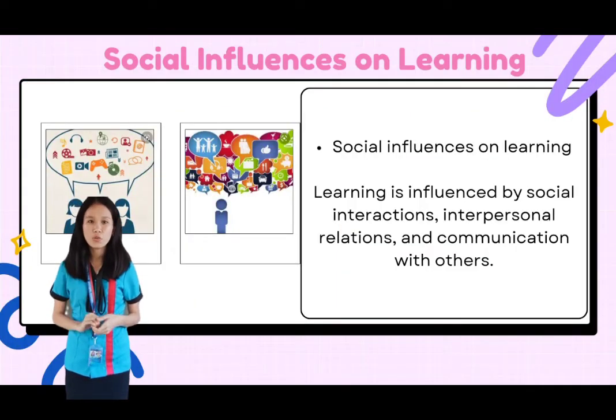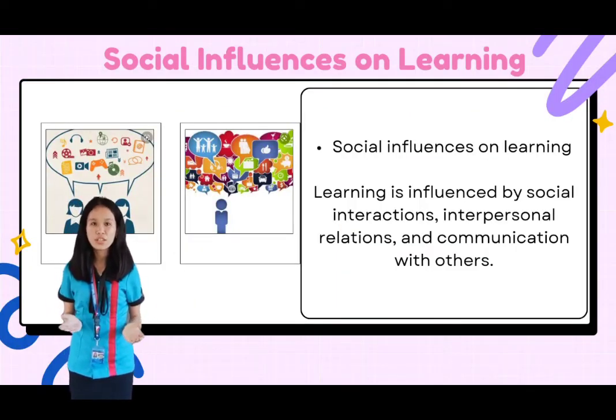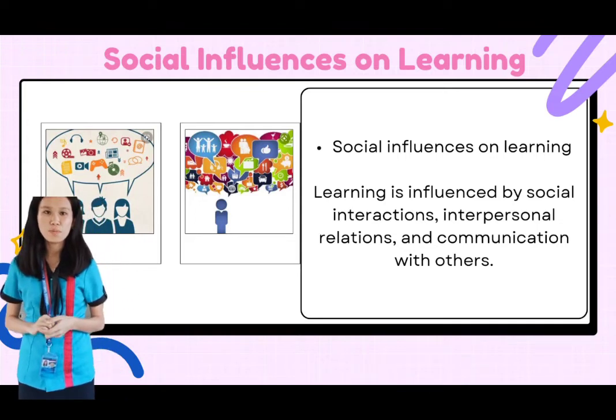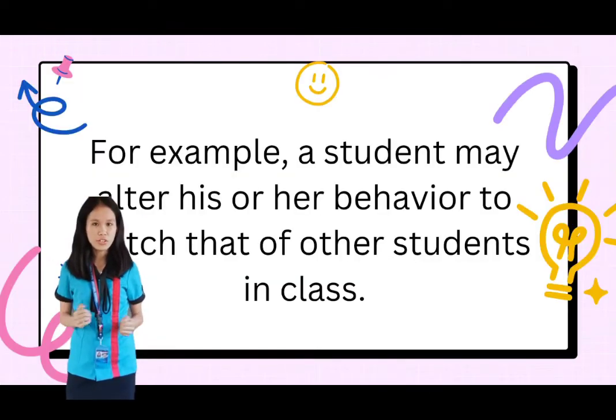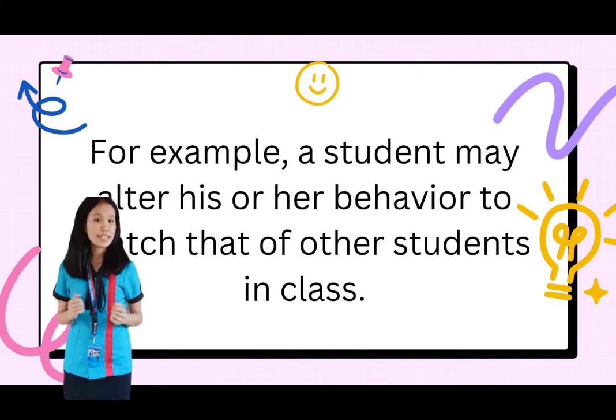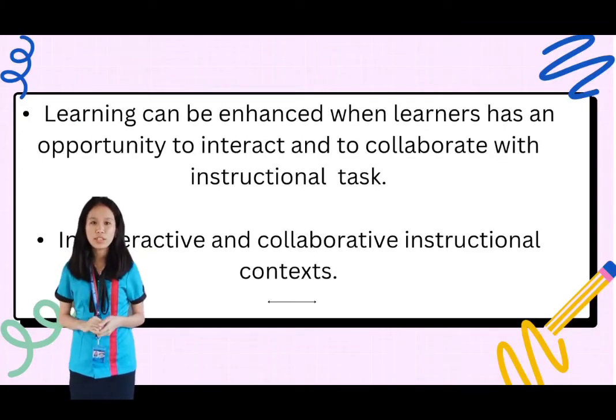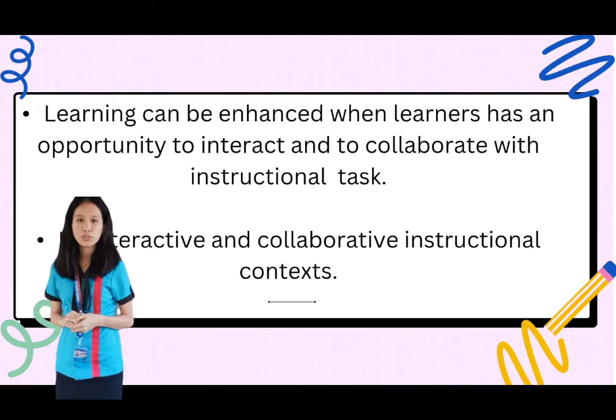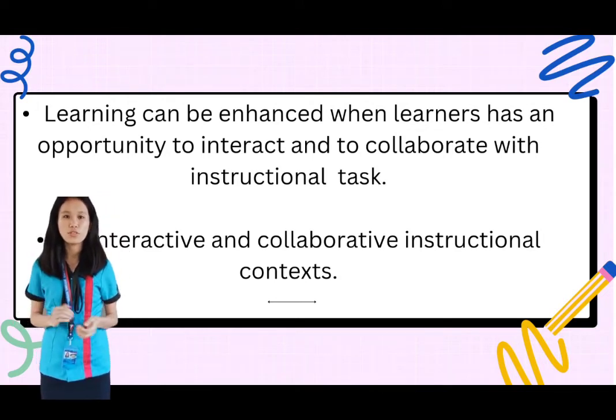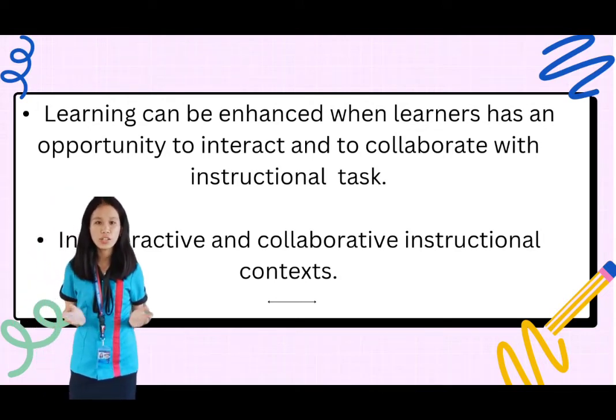Social influences on learning. Learning is influenced by social interaction, interpersonal relationships, and communication with others. For example, a student may alter his or her behavior to match that of other students in class. In the first bullet, you can read about the social influences on learning: to interact and to collaborate with others on instructional tasks.